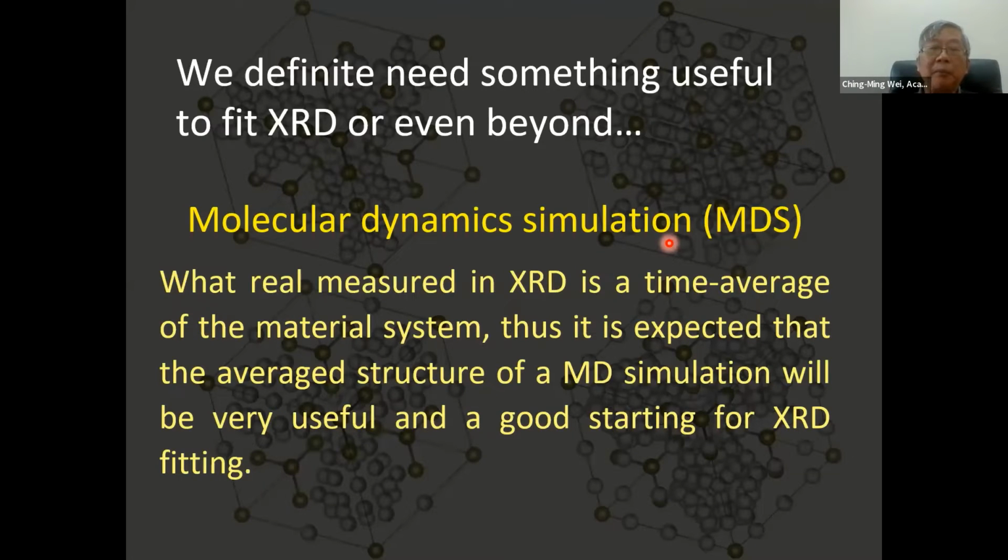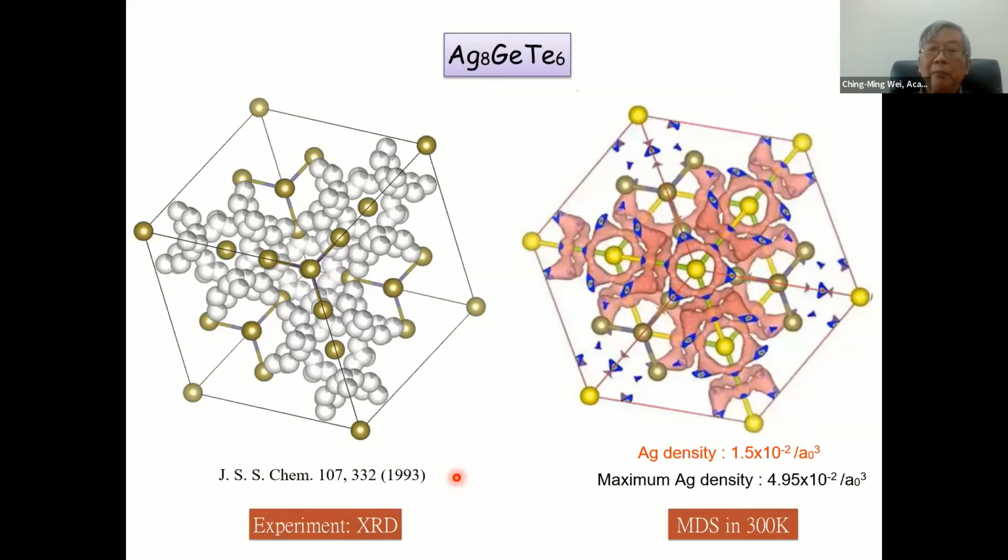Okay, it's a time average of the material system. We expect that the average structure from the molecular simulation will give very useful information, the average structure of the material system, and a good starting point for X-ray XRD fitting. For example, here we show one case of the MD simulation to get the 3D atomic density distribution function and compare it to the experiment. You see there are very similar similarities, indicating both methods are right.